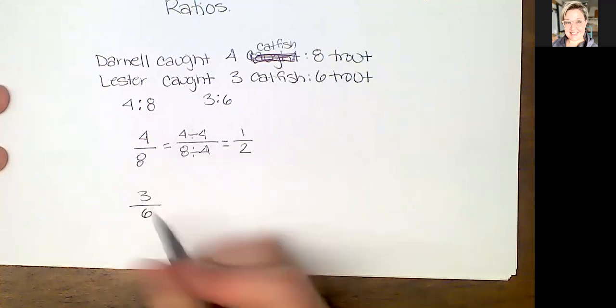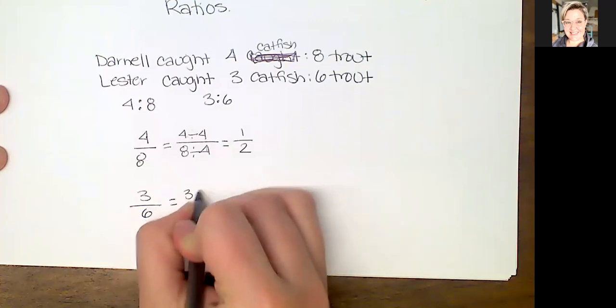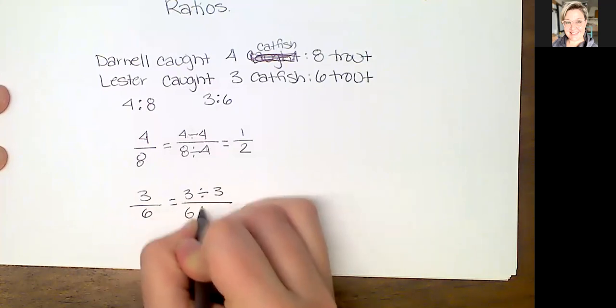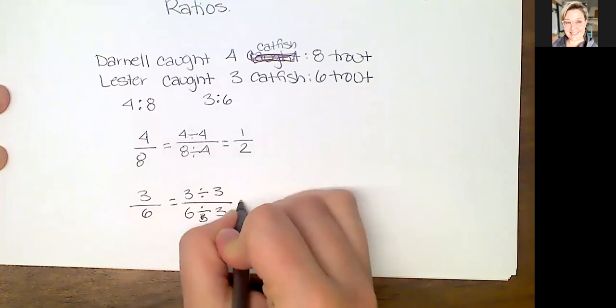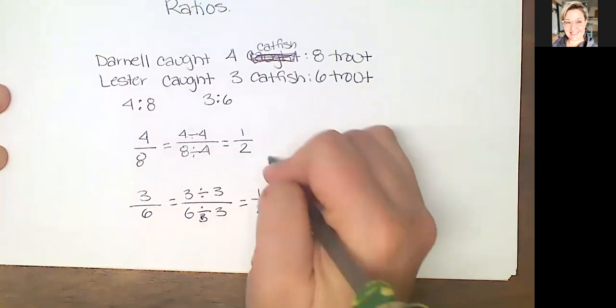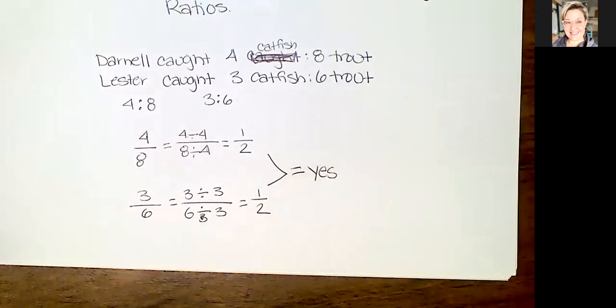Same thing down here. I know that 3 goes into both of those numbers, so I can divide 3 by 3, and I can divide 6 by 3. Oops, sorry. There we go. And I get 1 over 2. I know those are equal, so yes, the ratios are the same.